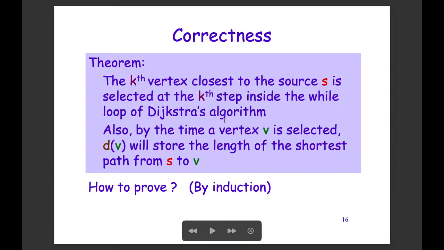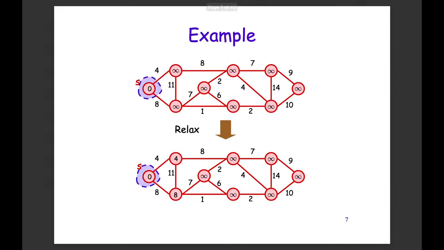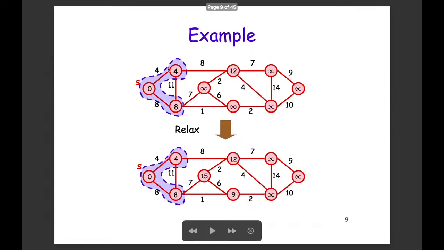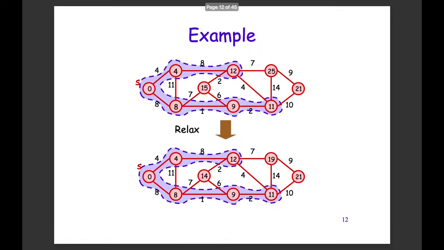So the correctness of this algorithm, you can prove it by contradiction, or you can see that this is also an easy way to prove that it is correct. It says that the closest vertex to the source will be selected at each step inside the while loop. So the first step, we will include the node that is closest to S. So we include this. And the second step, we will include the second closest node. And then the third step, we will include the third closest node, and so on and so forth. So proving this using induction is easy, okay?